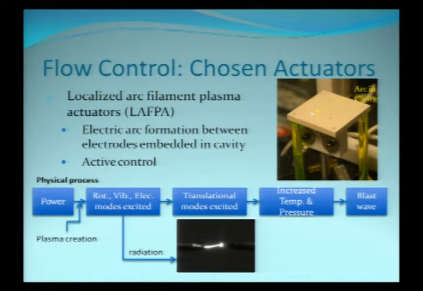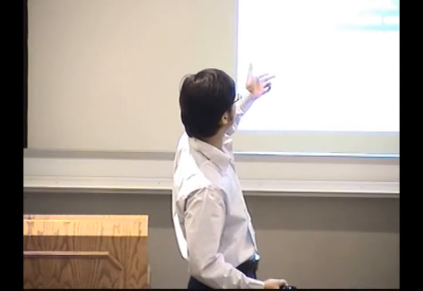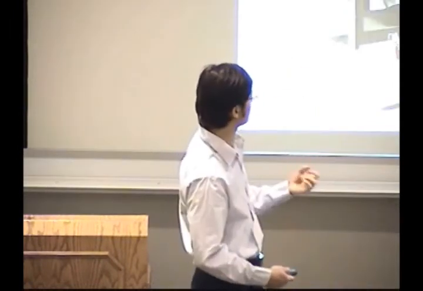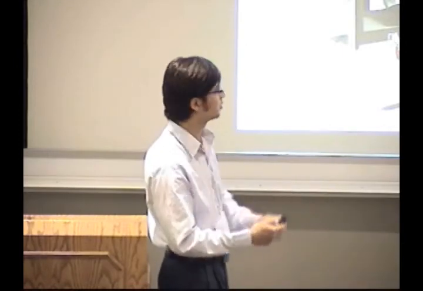It's basically creating lightning in a small form. Then the translational modes are excited, and then you have an increase in the temperature and pressure of that area, and eventually that leads to a tiny blast wave. It's like tiny detonations at high frequency. It's an active control because you obviously can control the frequency of your jet formation, of your arc formation.